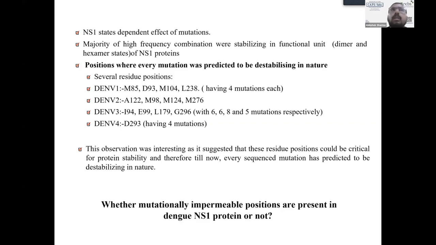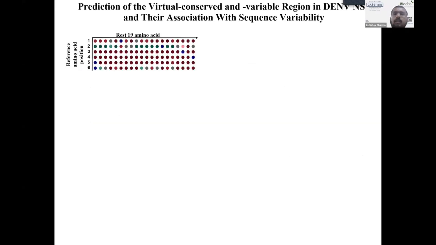This observation was interesting, and it led us to ask whether such mutationally impermeable positions are present in dengue NS1 protein or not. To answer this, there is a pipeline in our lab where we mutated each residue position into the remaining 19 amino acids and asked what kind of effect they have on NS1 stability.